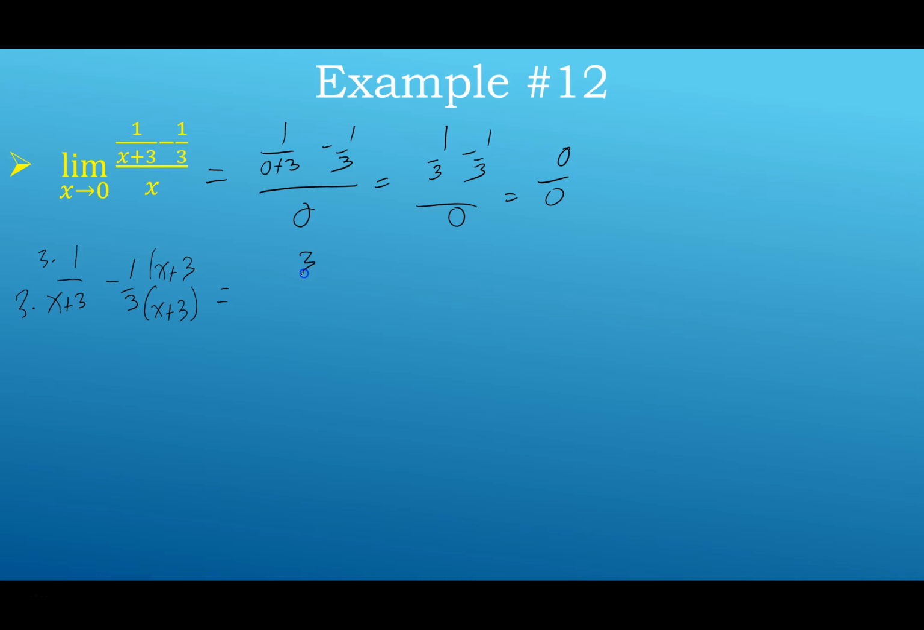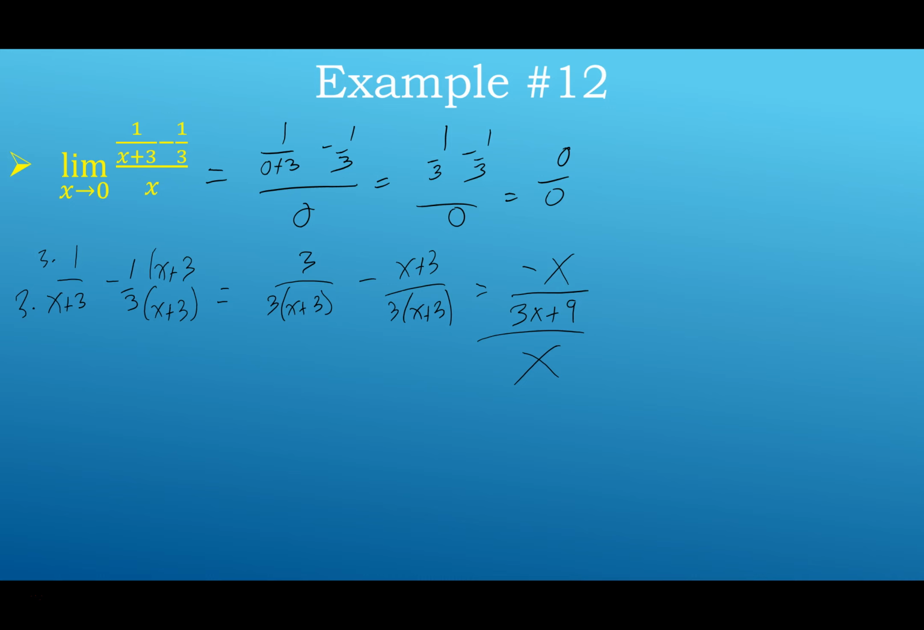That means we get this fraction: 3 over 3 times x plus 3, minus x plus 3 over 3 times x plus 3. Now that I have the same denominators, I can subtract. So variables first, I'll have a negative x up top. 3 minus 3 cancels, so just negative x over 3, and I'll do a 3x plus 9. I'll distribute it out. This is all over x.